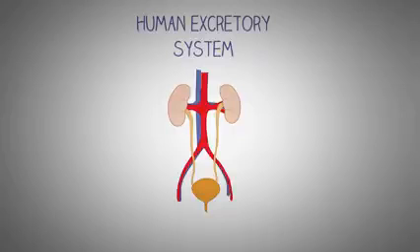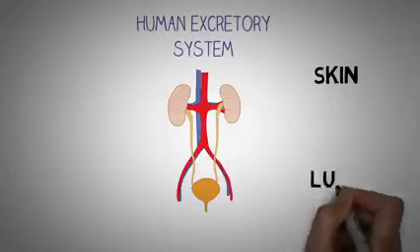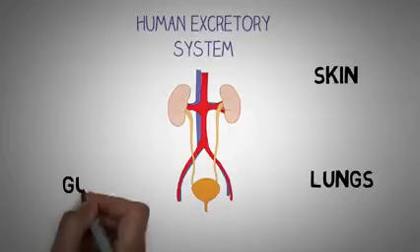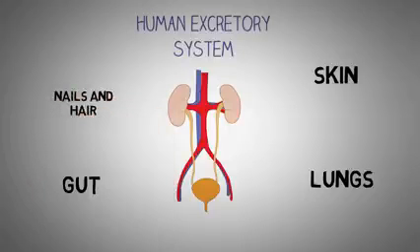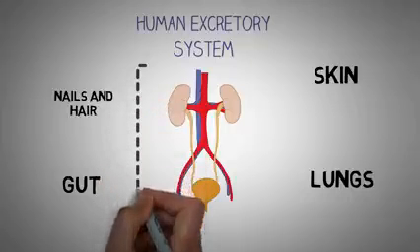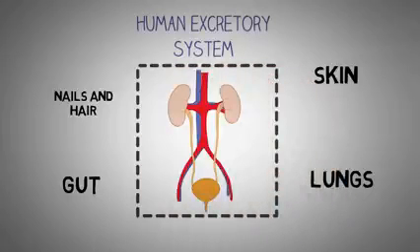In a narrow sense, the term refers to the urinary system. However, as excretion involves several other organs, it is important to remember that human excretory system is a wide term that also includes organs like skin, lungs, gut, nails, and hair. In this video, we will first learn about the urinary system and then we will discuss the other organs that are involved in the process of excretion.